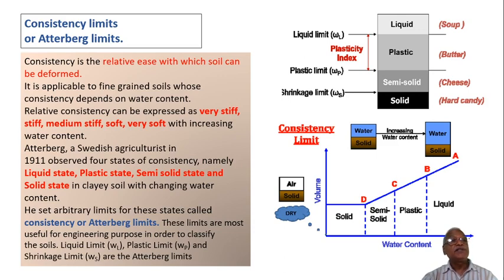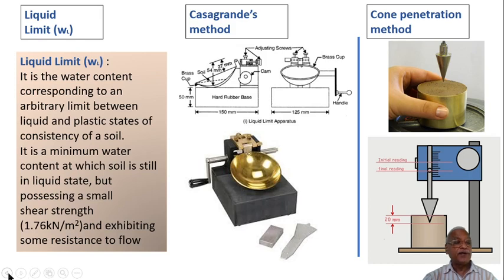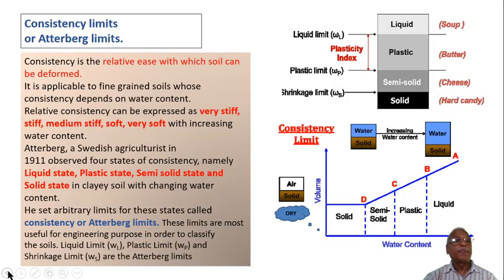Now, what is consistency limit? You should make it very clear in the mind that consistency limits are nothing but water contents. I will write it here. So consistency limits or Atterberg limits are nothing but water contents. We have represented water content as W.